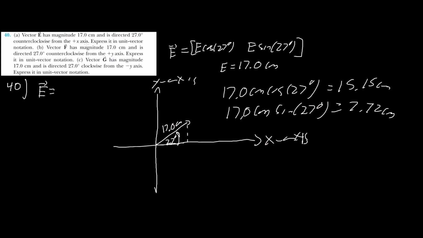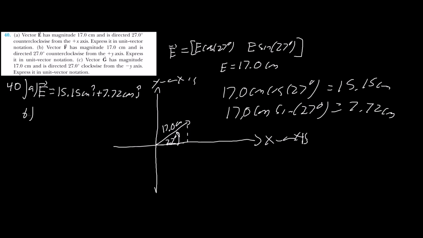If part A wants us to express it in unit vector notation, that means we're going to put I hats and J hats. 15.15 centimeters in the I hat direction plus 7.72 centimeters in the J hat direction. So I guess that's part A, and we're done.